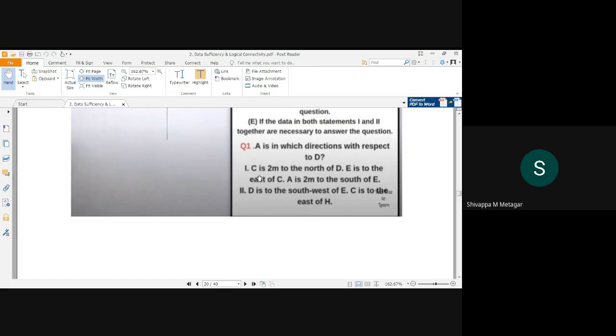The statements they have given: C is 2 meters to the north of D. E is to the east of C. A is 2 meters to the south of E. Second statement: D is to the southwest of E. C is to the east of H. Now our target is to find out the direction from D to A. Can you find out the answer for this one? Whether one statement is sufficient, both are required, one alone or two alone, or both are not necessary.